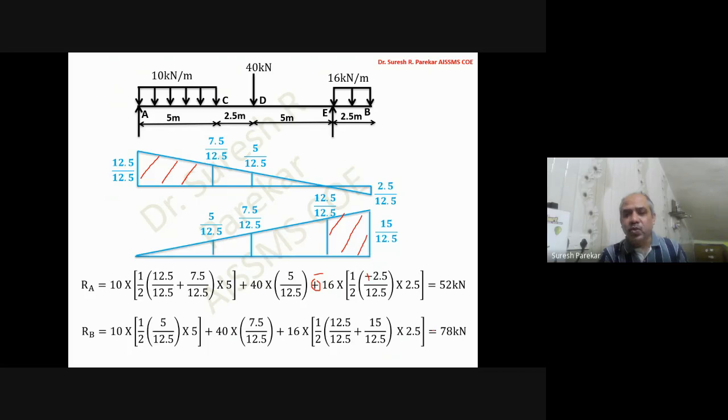Then you add these two, then RA plus RB equal to total load. So total load you can see 10 into 5, 50 plus 40, 90, and plus 16 into 2.5. So 32 plus 8, 40. So 50 plus 40 plus 40, so it becomes 90, 130, and 78 plus 52, that is 80 plus 50, 130 kilonewton. That means our values are correct.